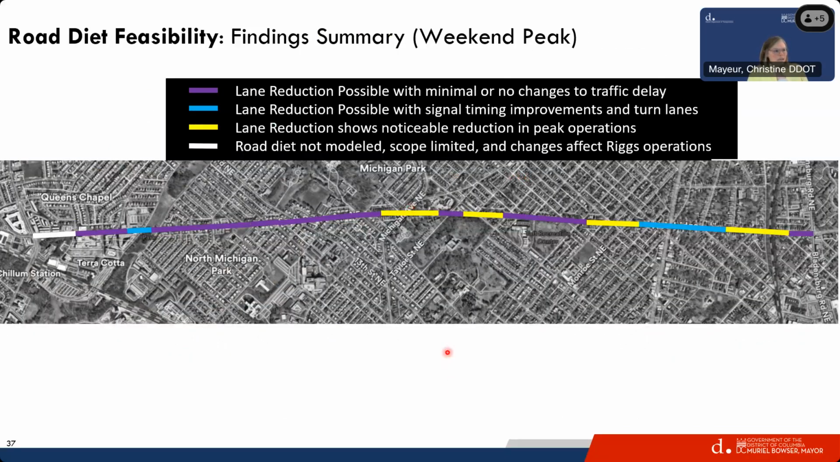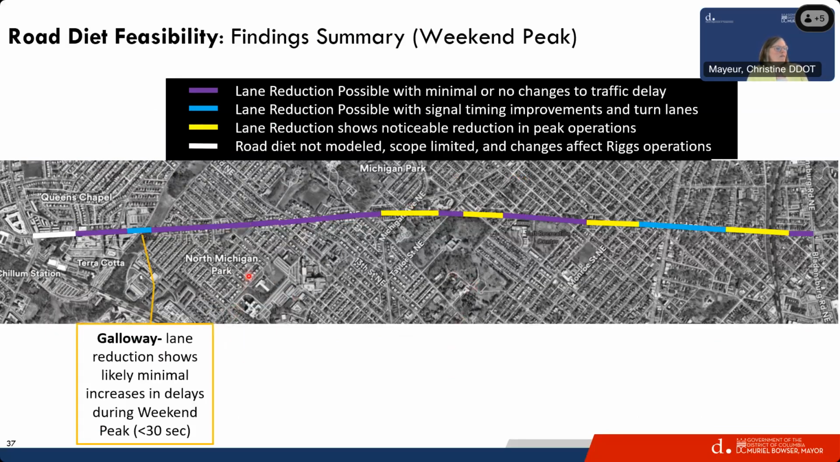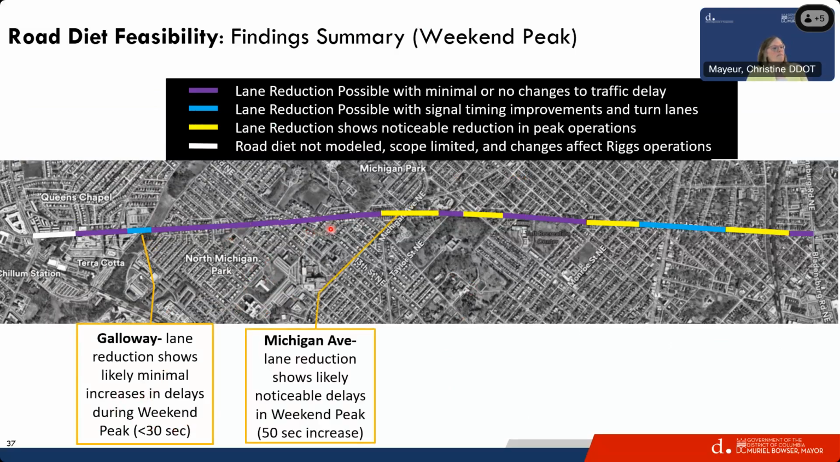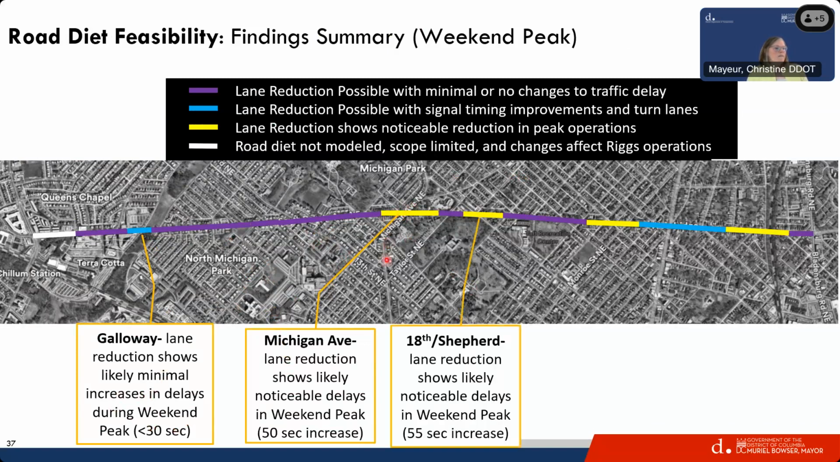So heading into the weekend, because the weekend is much different, much higher volumes. So Galloway, we see about a less than 30-second increase here. Michigan, actually, because there's so many people traveling through this area, sees about a 50-second increase in delay for that intersection. 18th and Shepherd area, about a 55-second increase at that intersection.